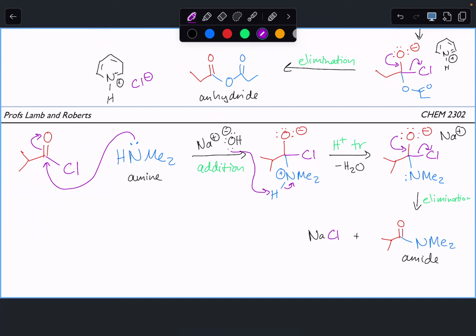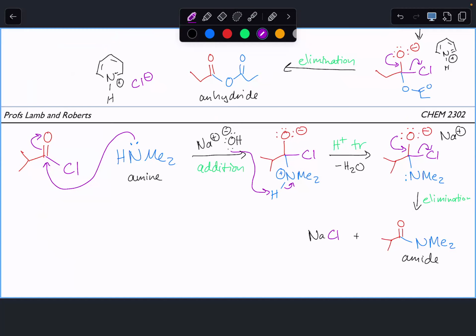That kind of makes sense, right? All of these are under basic conditions, but where that proton transfer happens can depend on the pKa's, okay? So if you have a very acidic proton, it'll happen at the beginning. If you don't, the nucleophile will attack first and then you do it. But the mechanism is the same, right? Addition, elimination. Those are the key steps. We just have this additional proton transfer, okay?